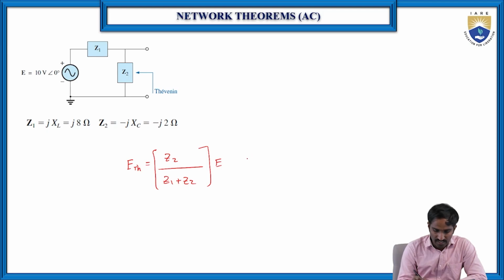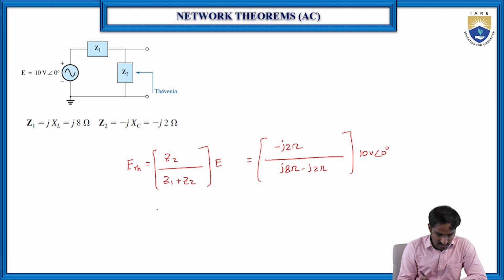Then substitute the values here. The Z2 value is minus jXC, here minus j2 ohms, divided by Z1, which is j8 ohms, minus j2 ohms, into E, which is 10 volts at an angle of 0 degrees. Then if you simplify this, you will get E Thevenin's equal to 3.33 volts at an angle of minus 180 degrees. So this is E Thevenin's.